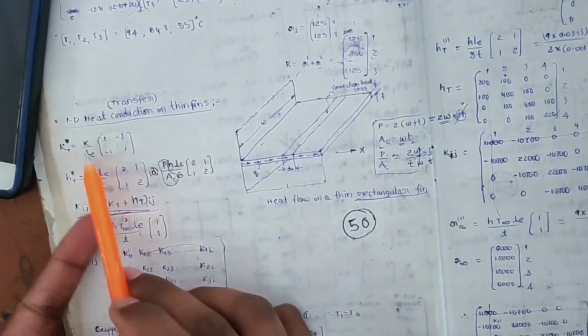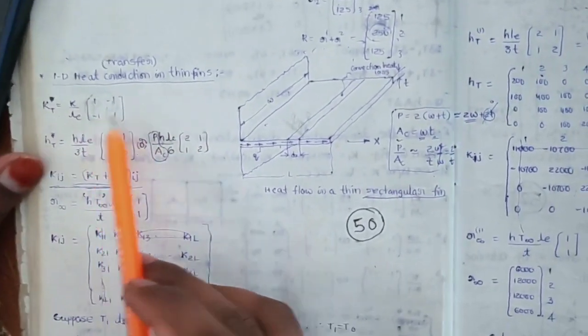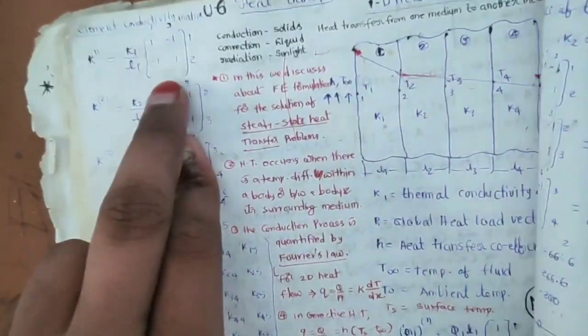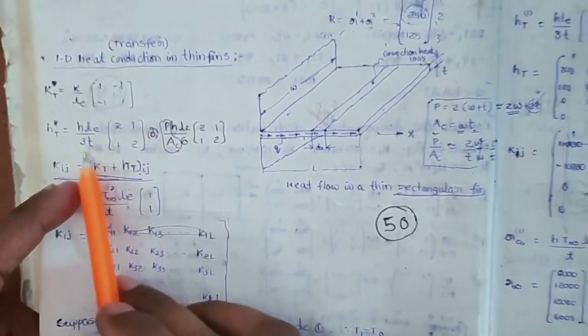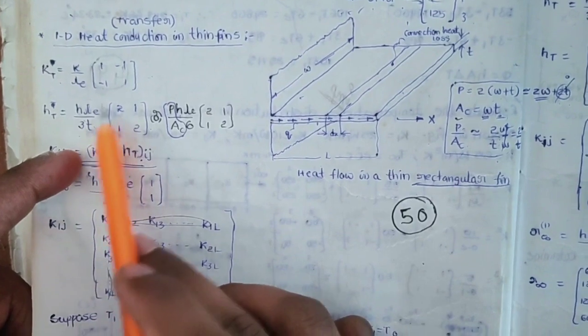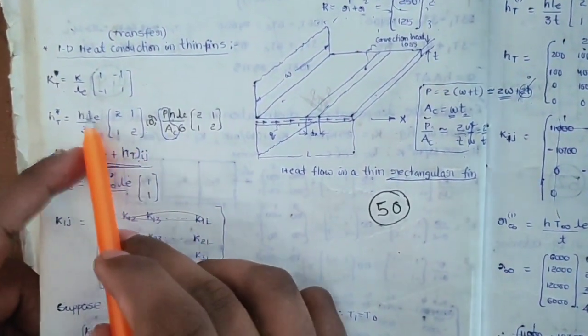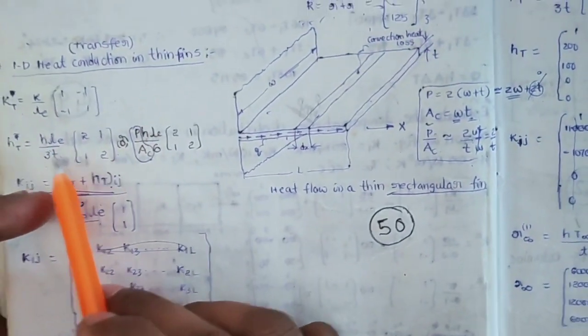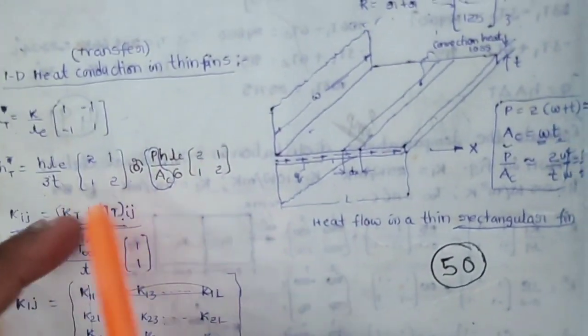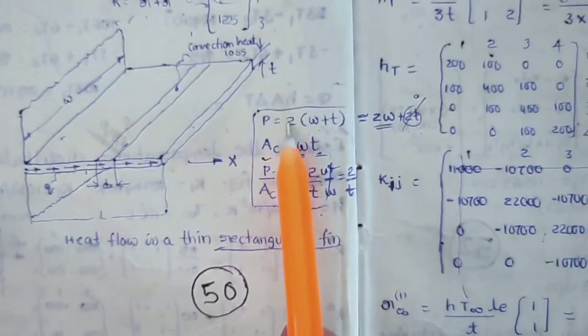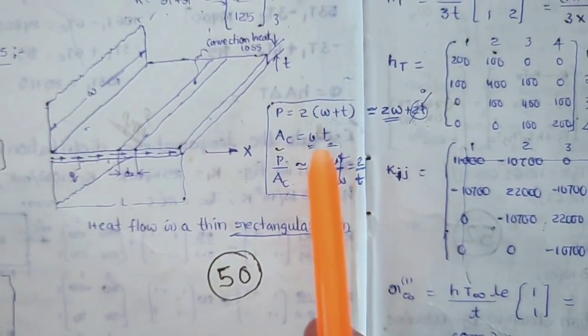Here Kt is equal to K by L, 1 minus 1 minus 1. This is similar to the earlier case. But the remaining part, Ht, is H P L by 6, 2 1 1 2. This is one formula, H P L by 6. You already learned this in the heat transfer subject. If you see here, this is the perimeter of this pin. As you know, for a rectangular pin, we have the rectangular length.